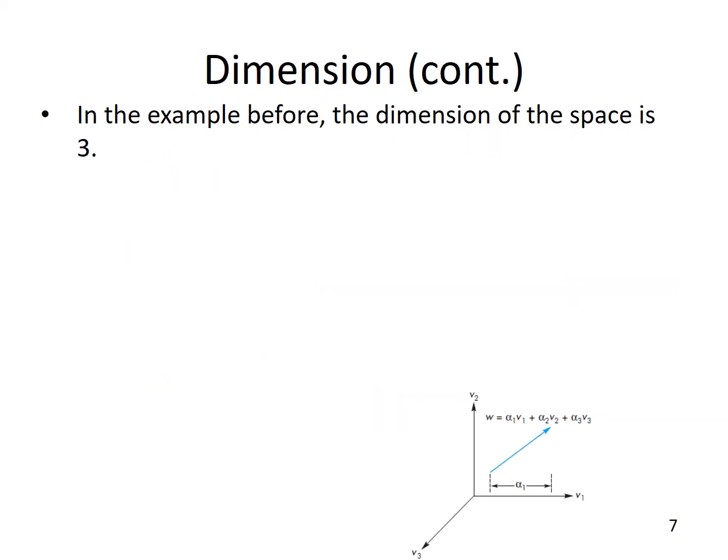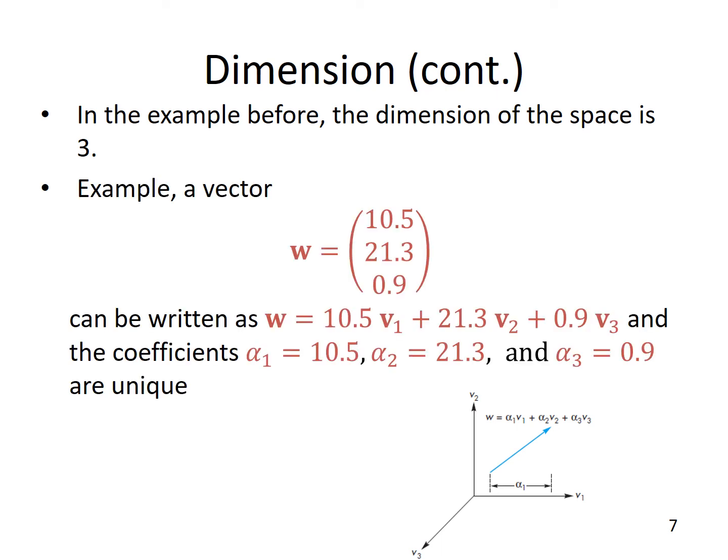In the example before, the dimension of the space is 3. Let's look at this vector, where w values are 10.5, 21.3, and 0.9. This can be written as w is equal to 10.5 v1 plus 21.3 v2 plus 0.9 v3. And the coefficients alpha 1 is equal to 10.5, alpha 2 is equal to 21.3, and alpha 3 is equal to 0.9 are unique. This is the only set of alpha values that can represent this vector.